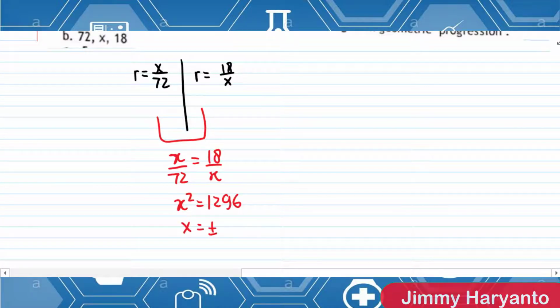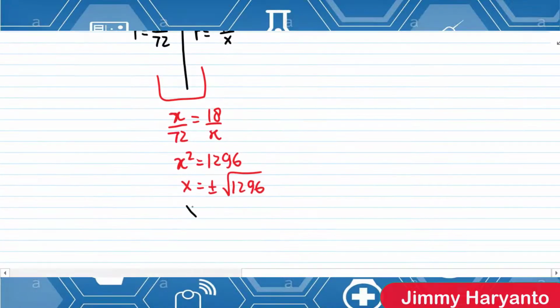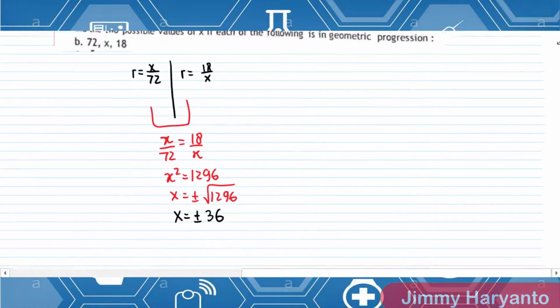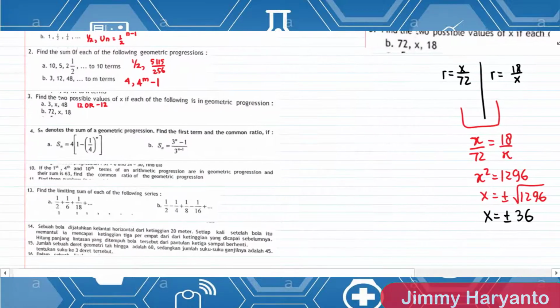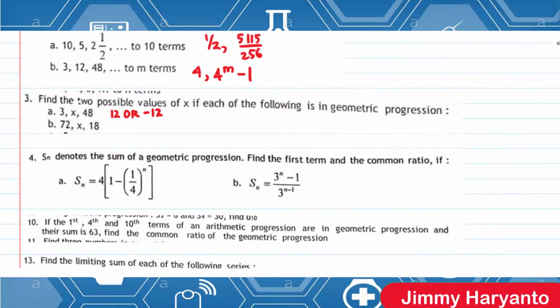So x equals plus or minus the square root of 1296. The square root of 1296 equals 36. So x equals plus or minus 36. It can be positive 36 and it can be negative 36.